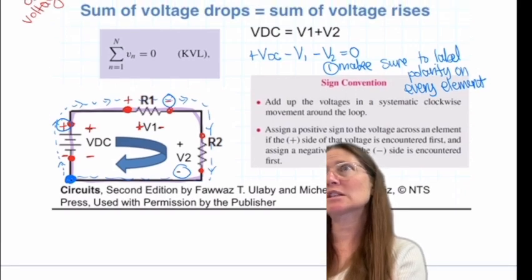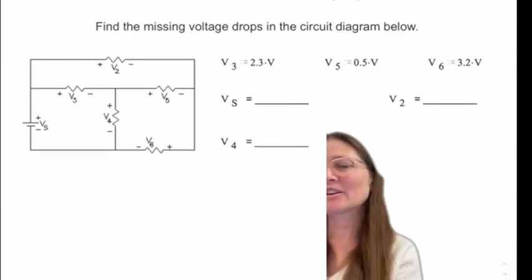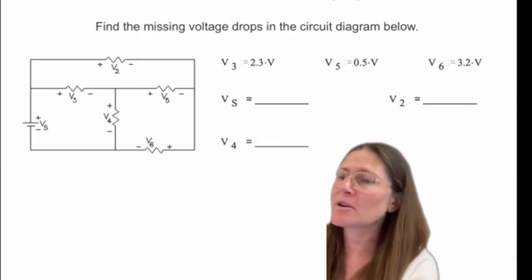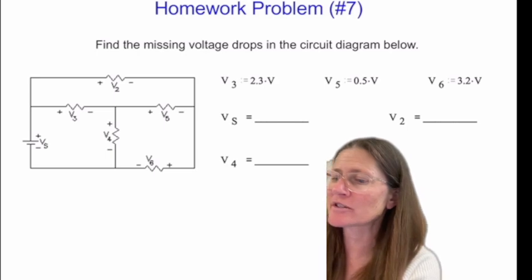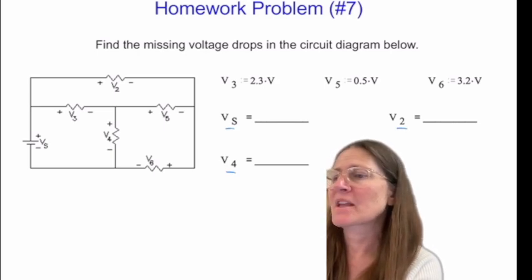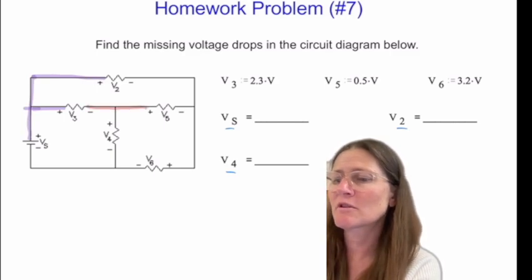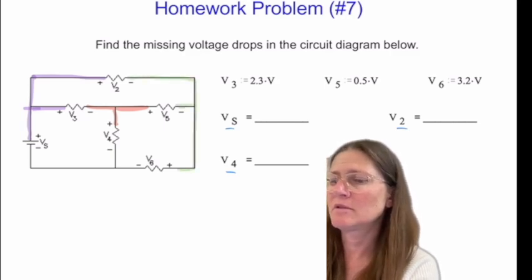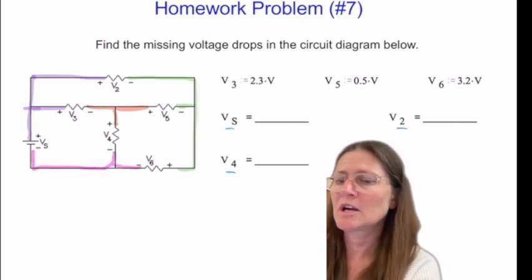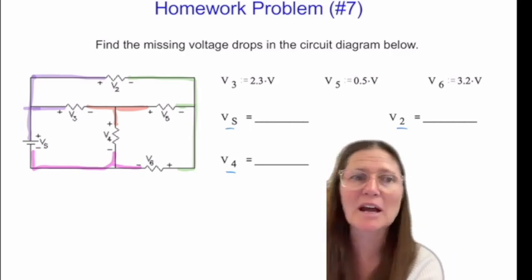Okay, questions on that? You guys ready to tackle one? Okay. So you're going to pick your voltage loops, and then you're going to solve for VS, V4, and V2. Again, highlight the nodes. So I'll highlight them again for you. And then pick your pathways. So there's going to be several different pathways. Again, it's start, back to start.